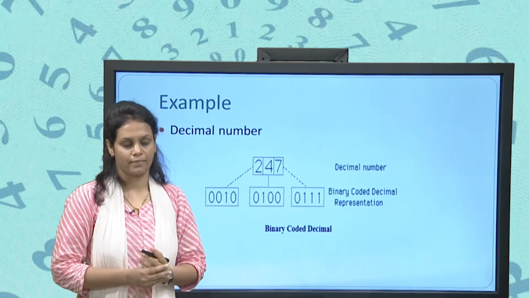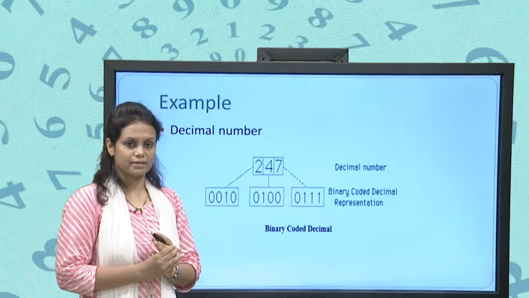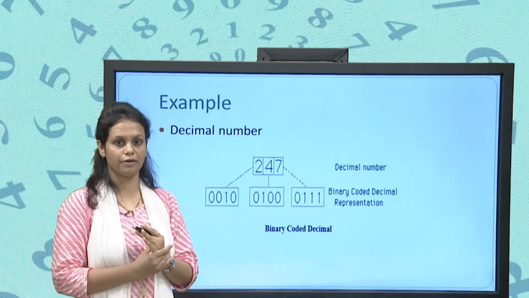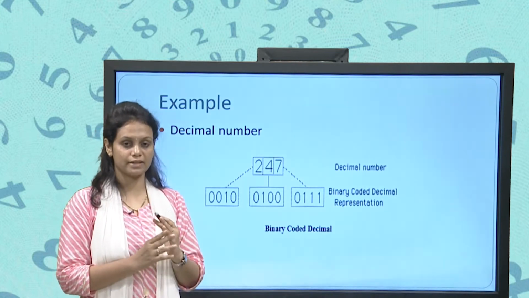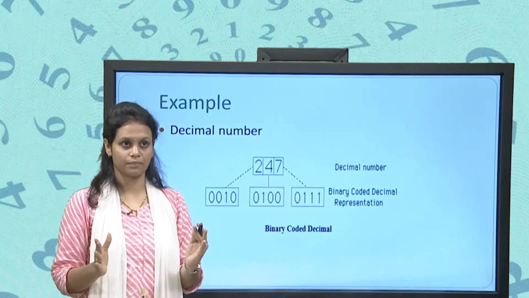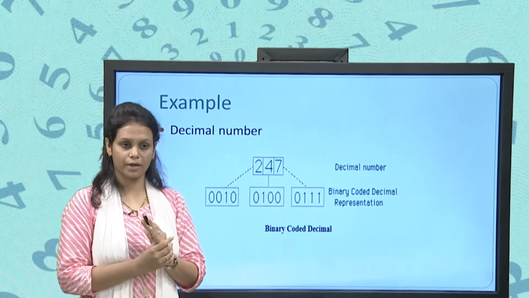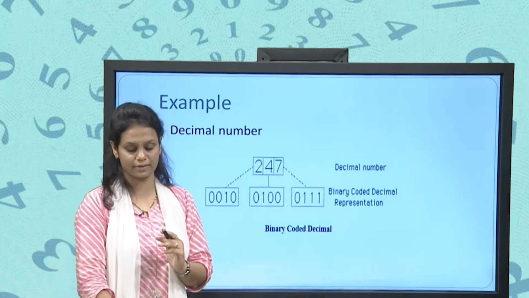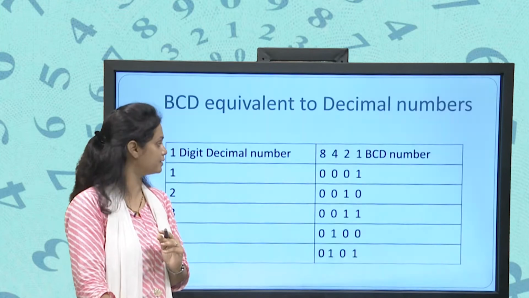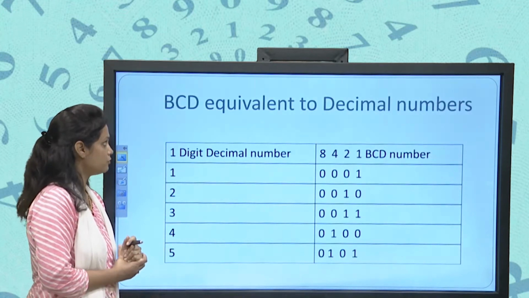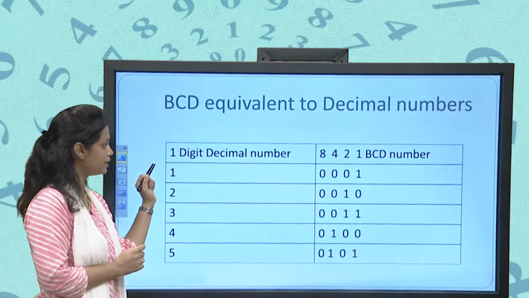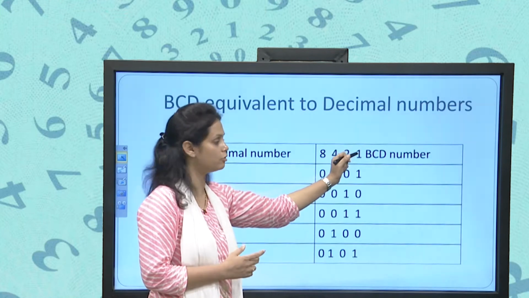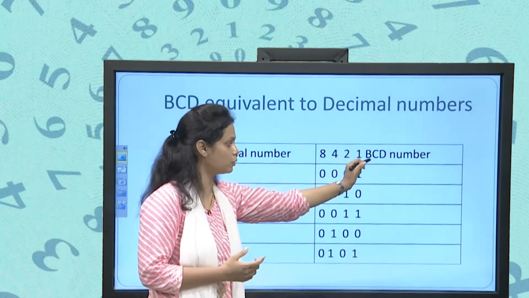I am repeating, for the conversion from decimal to binary coded decimal, first of all we separate each and every digit in the decimal, and we use 4 bits to represent a single decimal digit. We will see some more examples. Fine. So that you will get the proper idea. See, first we will see how to convert a 1 digit decimal number to the 8421 binary coded decimal. BCD is the short form of binary coded decimal.